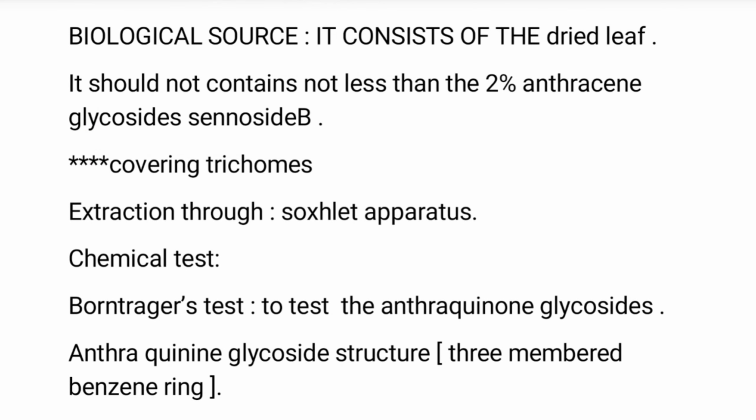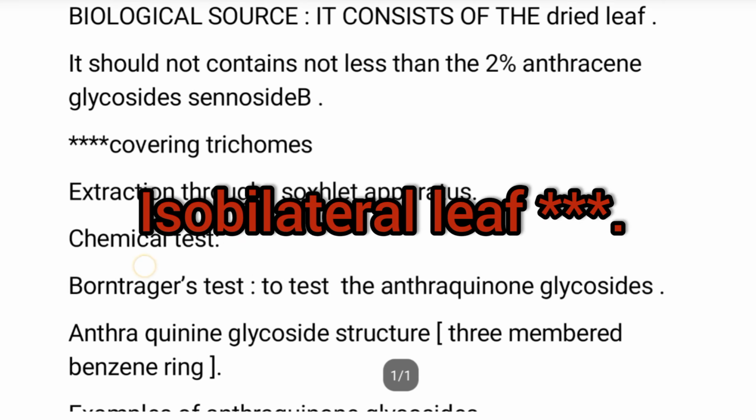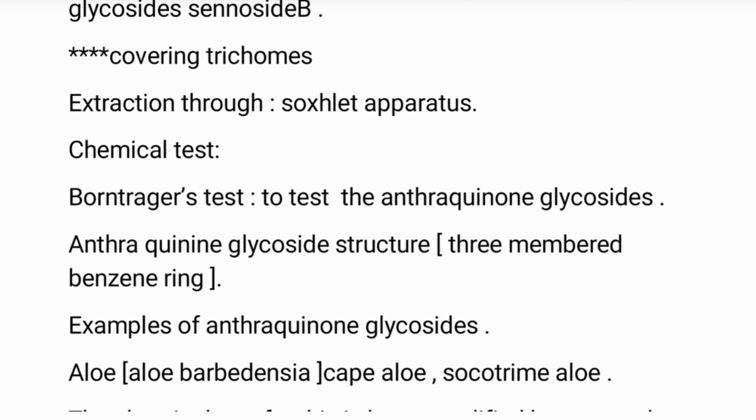And in senna, when you observe microscopically, you can observe covering trichomes. So these are one of the most important microscopic characteristics. And the extraction done for senna is by the Soxhlet apparatus. The chemical test done for senna is the Borntrager's test, to test the anthraquinone glycosides. So listen, to test the anthraquinone glycosides we use the test known as the Borntrager's test.